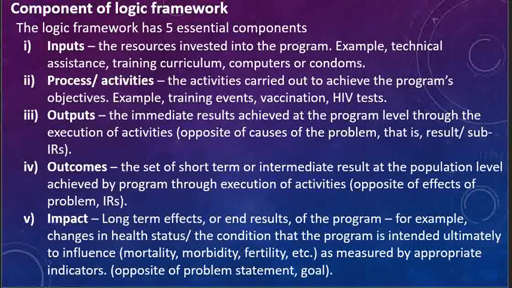Then we have a process, or activities carried out to achieve the program's objective. For example, a training event. The training event itself is a process or an activity. We have a vaccination. When we conduct COVID-19 vaccination, we are going to have it as an activity or process. A test. If, for example, we are dealing with HIV test, then having it is an activity or a process which leads to achieving the program's objective.